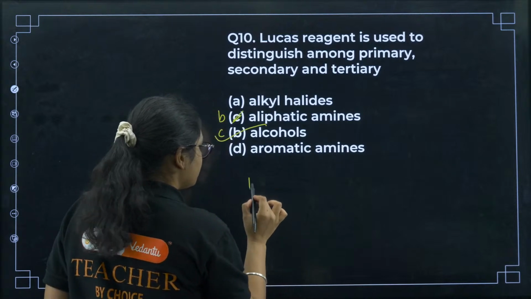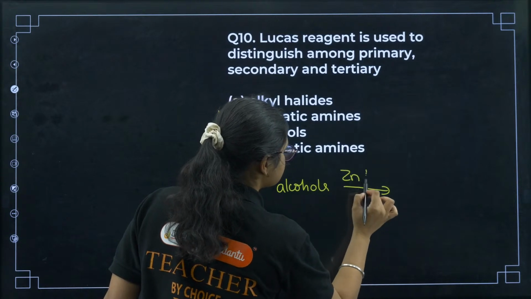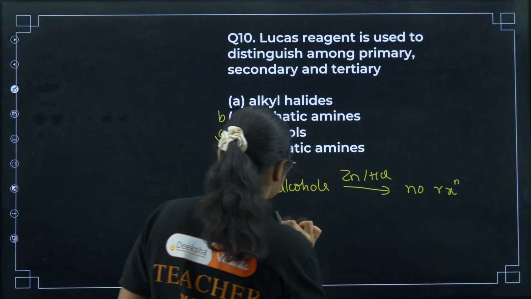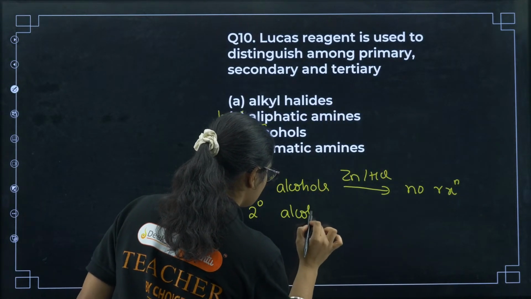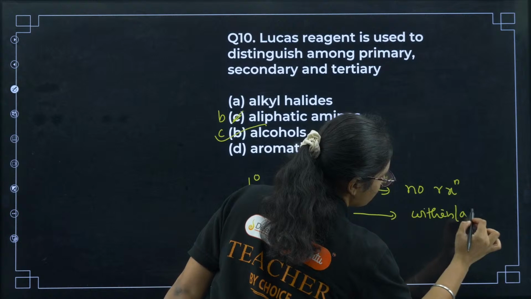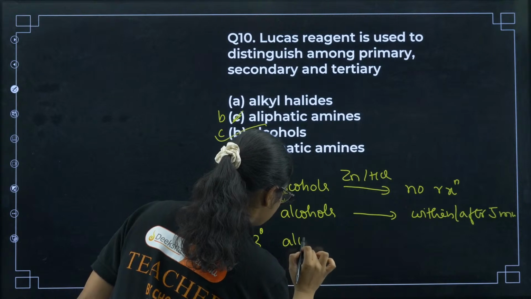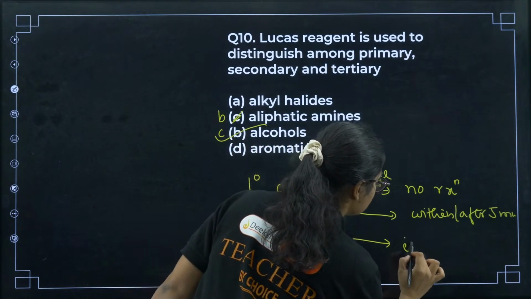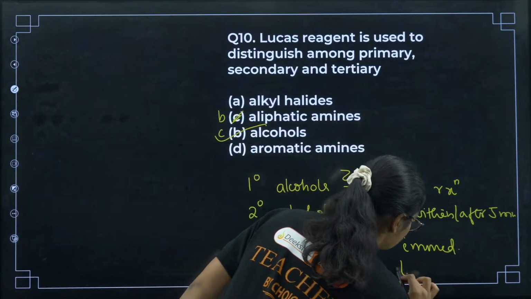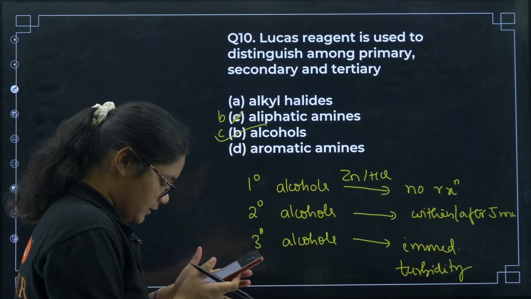So you should remember primary alcohols with Lucas reagent, that is ZnCl2 and HCl, right? With Lucas reagent, no reaction. Secondary alcohols react within or after 5 minutes. Tertiary alcohols will react immediately. So whenever a reaction happens, you will find turbidity. Okay, turbidity is produced.